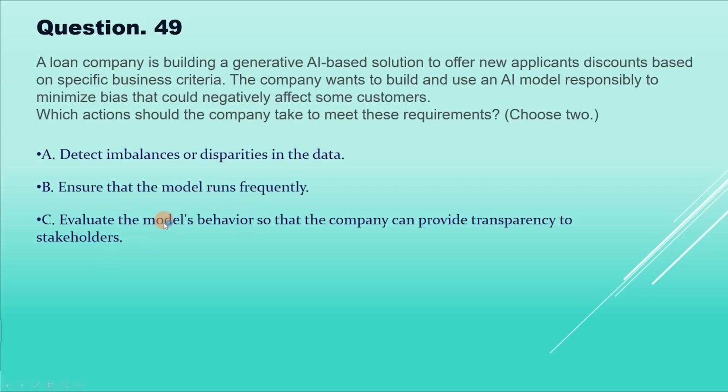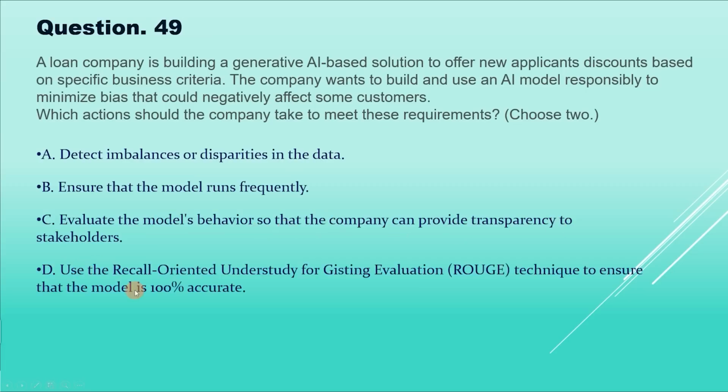Option C, evaluate the model's behavior so that the company can provide transparency to stakeholders. Option D, use the Recall-Oriented Understudy for Gisting Evaluation technique to ensure that the model is 100% accurate. Option E, ensure that the model's inference time is within the accepted limit. And the correct answer here will be option A, detect imbalances or disparities in the data, and option C, evaluate the model's behavior so that the company can provide transparency to stakeholders.